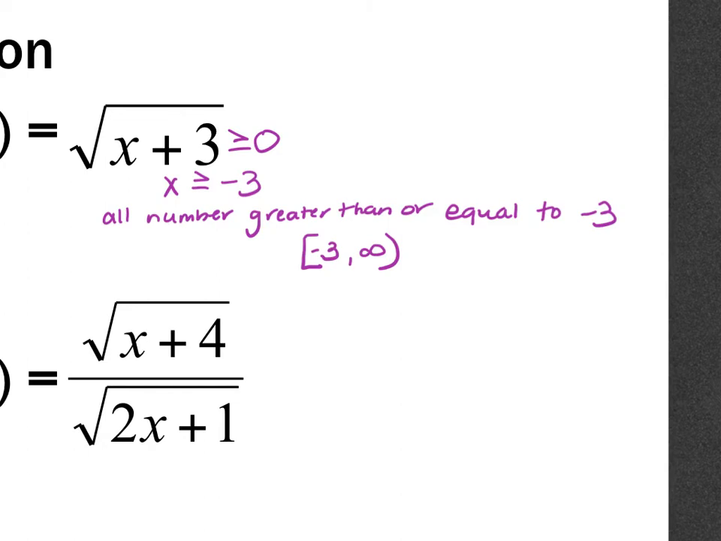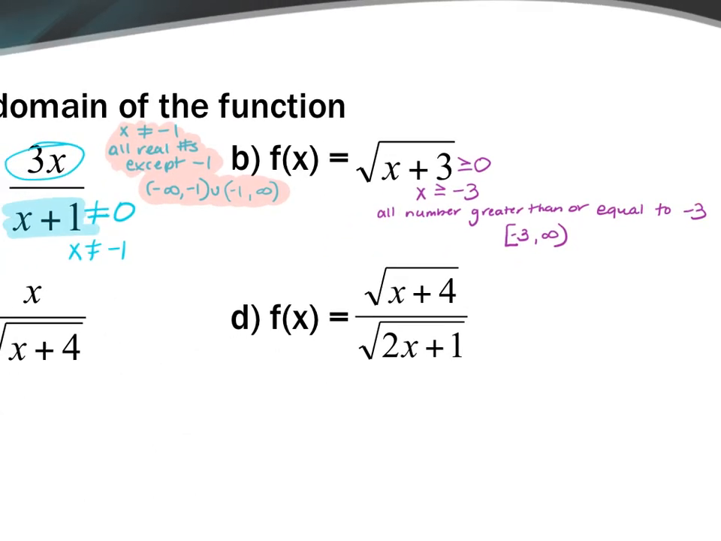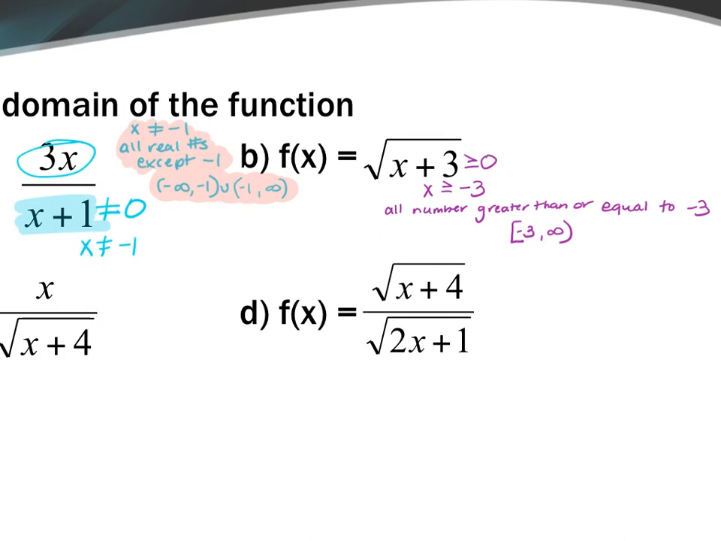So for number 1, or for A, should there also be brackets somewhere? No, because it's not or equal to. Oh, right. It doesn't include the negative. Exactly. If it was or equal to, it gets the bracket, but it can't include it, so it gets a parentheses. Good question, though. Right. All right. Thank you. You're welcome.